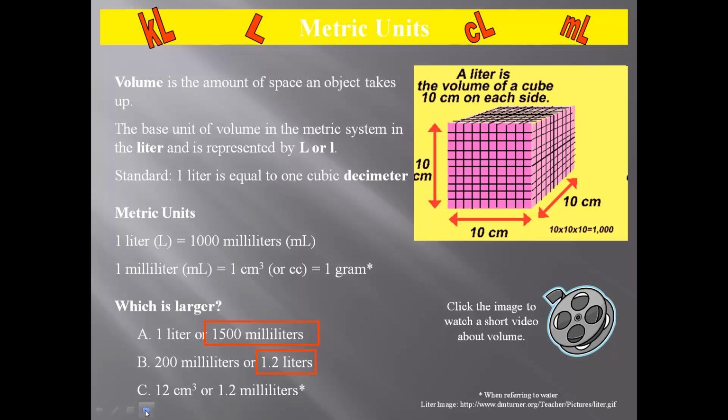And then 12 cubic centimeters or 1.2 milliliters. When we do this one, it is going to be 12 cubic centimeters, because those are equivalents. You could say 12 milliliters instead of cubic centimeters on here. So there are some examples there.